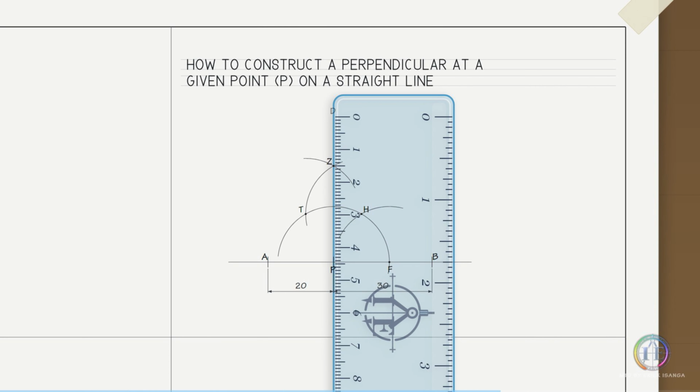Using the aim ruler, join P to Z and extend it to D. DP is the required perpendicular.